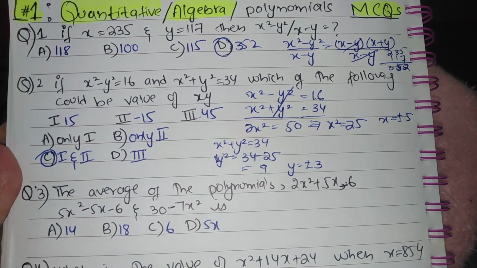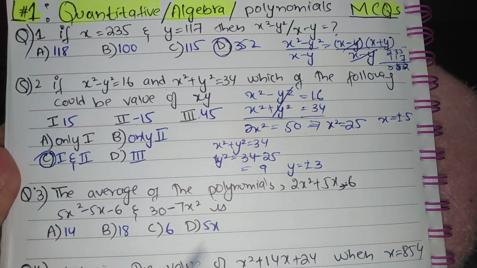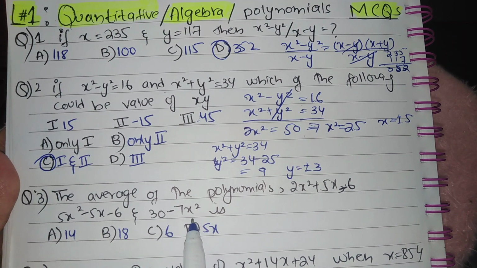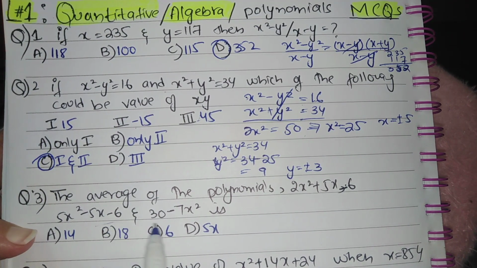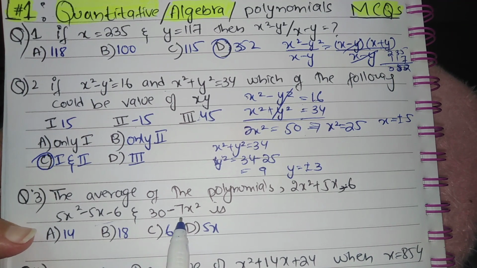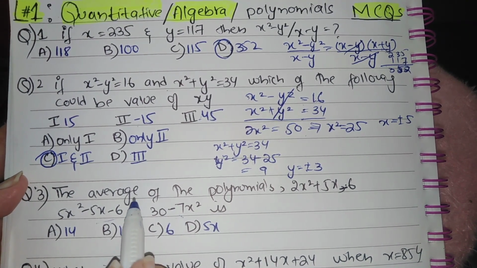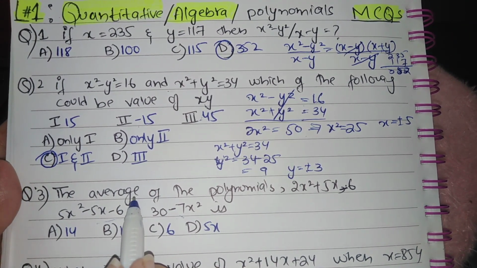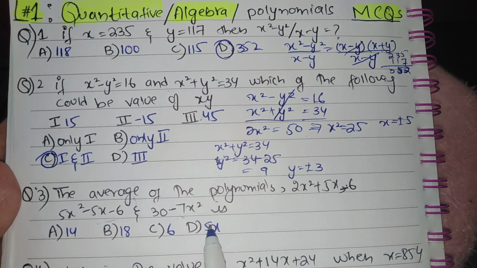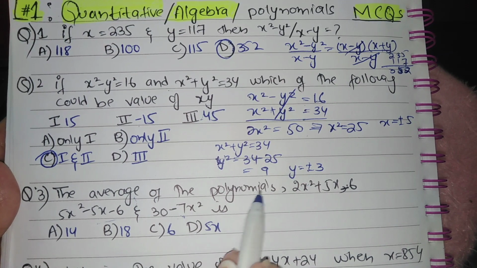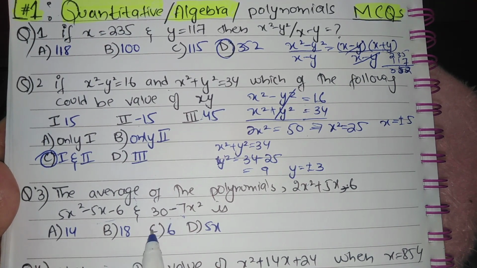Next question: the average of the polynomials 2x square plus 5x minus 6, second is 5x square minus 5x minus 6, and third is 30 minus 7x square. So how to find the average? We can find the average by adding all the values and dividing by the number of terms. Here there are 3 terms, so we will add these 3 terms and divide by 3.